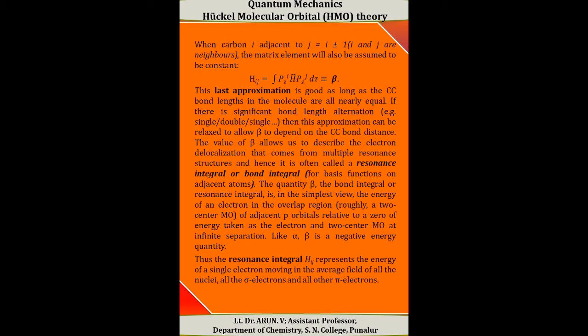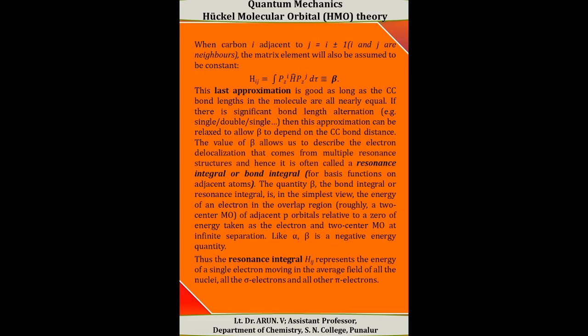When i is adjacent to j, that is, if j is equal to i plus or minus 1, i and j are neighbors. Therefore, the matrix elements of the determinant are assumed to be a constant. That is, Hij, equal to the integral of pzi h cap pzj dτ, is equal to beta. Let us assume that its value is beta. This is the last approximation and it is good as long as the carbon-carbon bond lengths in the molecule are nearly equal. If there is significant bond length alternation, then this approximation can be relaxed to allow beta to depend on the carbon-carbon bond length.